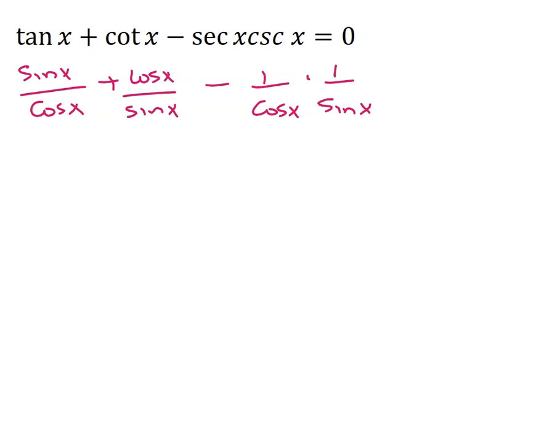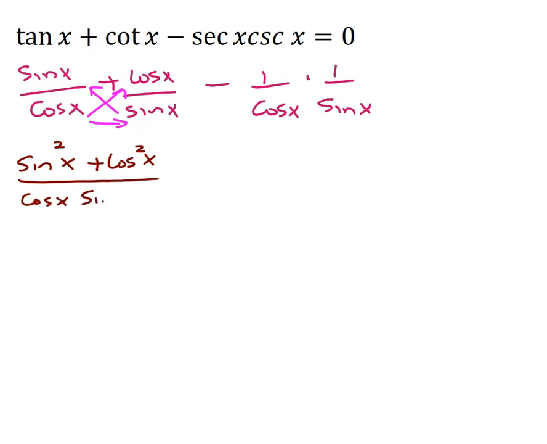Okay, so this is on this side here. Let's go ahead and do a cross product right here, and then we're going to multiply left to right on that one. So let's go ahead, sine squared x plus cosine squared x divided by cosine x sine x, and then we have minus 1 over cosine x sine x.